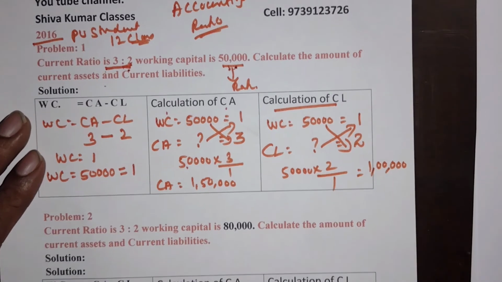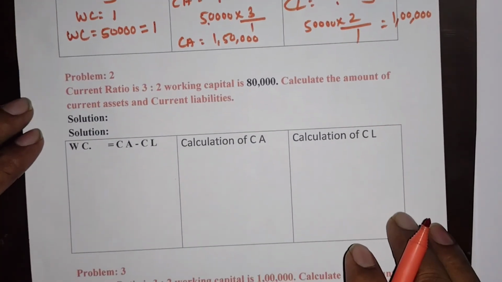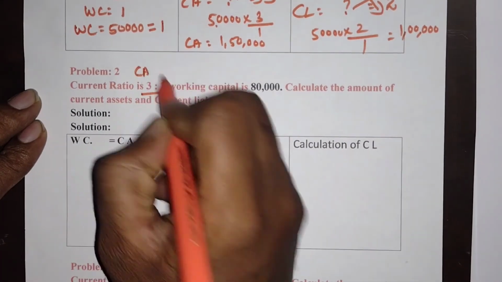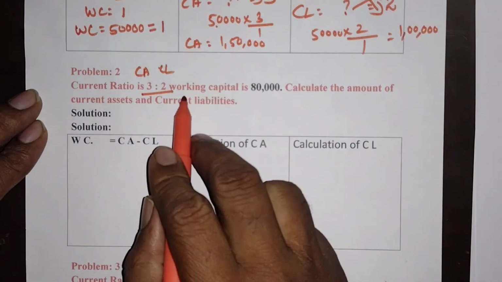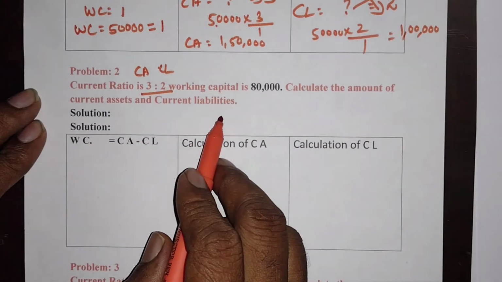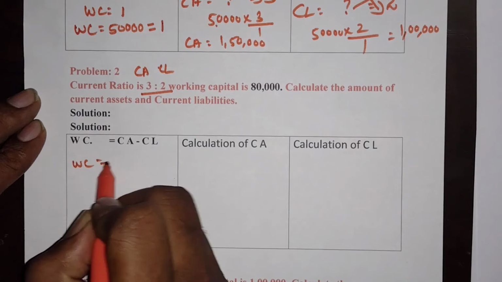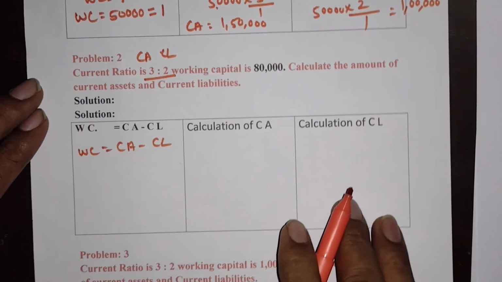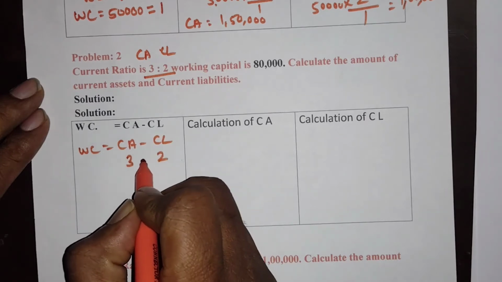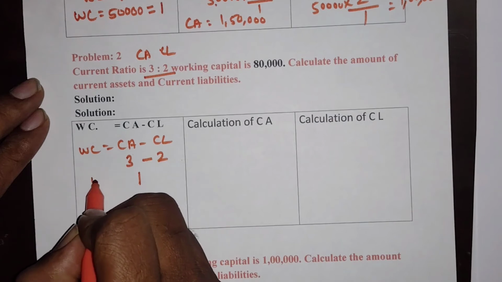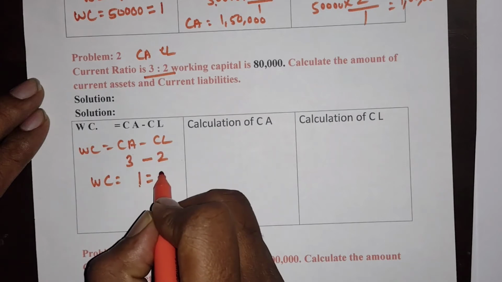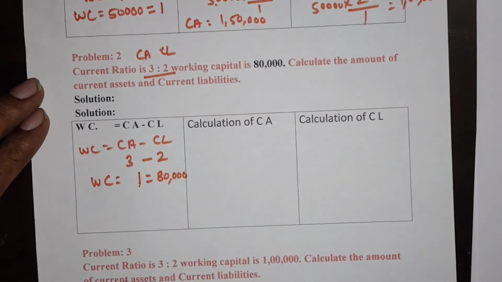Yes, with the same idea I have given another problem. Please see that current ratio is equal to 3:2. It means current asset is 3, current liability is 2. Working capital is 80,000. Calculate the amount of current asset and current liabilities. Once again, working capital is equal to current asset minus current liabilities. Current asset is 3 and current liability is 2. 3 minus 2 is equal to 1. So therefore working capital is equal to 1 in terms of ratio and 80,000 in terms of rupees.